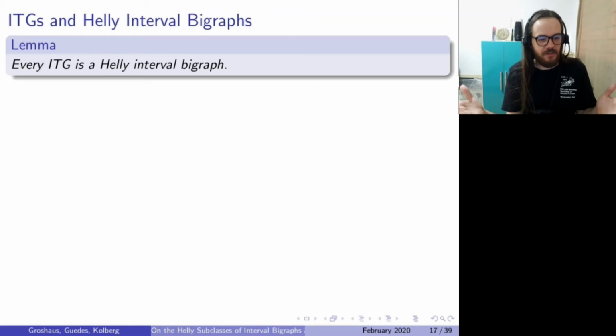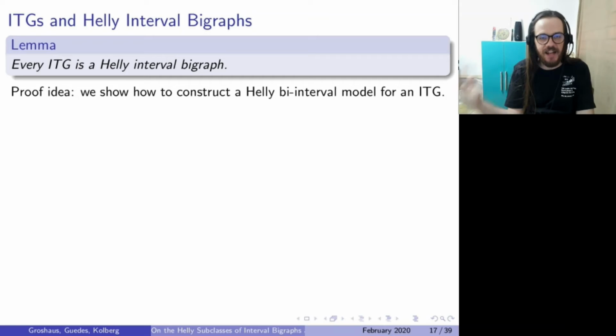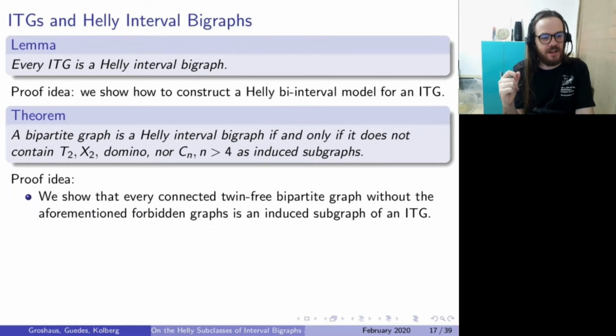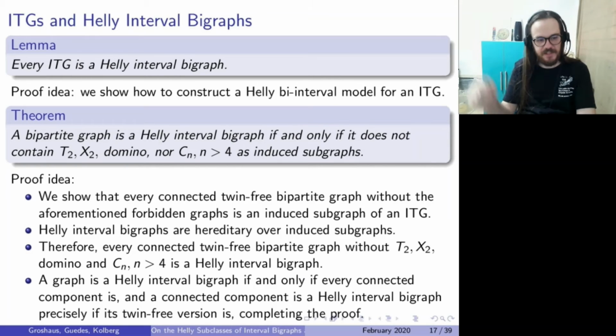So, for our characterization, we show that every ITG is a Helly interval bigraph, and use this fact to prove that a bipartite graph is a Helly interval bigraph precisely if it does not contain any of the forbidden graphs we cited before. The proof consists of showing that every twin-free connected bipartite graph without any of those graphs is an induced subgraph of an ITG, and then fill in some other details.